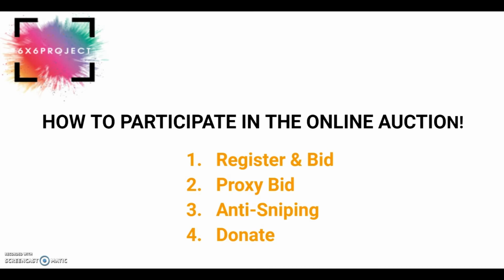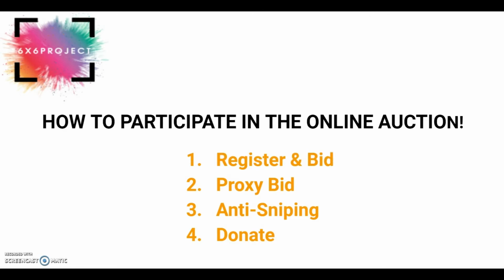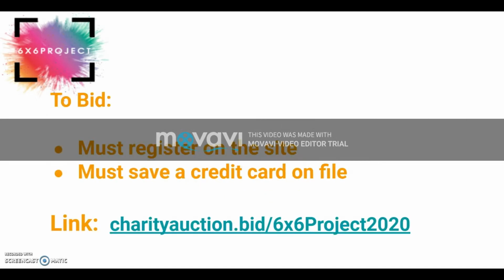Thank you so much for supporting this year's 6x6 Project art fundraiser for Rouse Center's youth education programs, Mission Imagination, and Sage Studio. Now, we've had a couple questions about using the auction site, so I thought I would walk you through how to participate in the online auction. In this short video, we'll go over registering and bidding, what is a proxy bid, anti-sniping rules, and donations. So let's go on and find out, how do you bid?